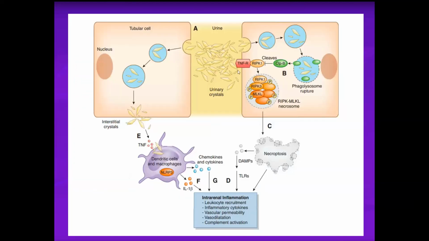So this is a diagram showing you how the crystals actually get from the urine into the tubular cell, and they might go on via TNF to dendritic cells, causing an intrarenal inflammation, and also into the cells via the TNF receptor, also causing necroptosis, with an immune reaction causing vascular permeability, vasodilatation, and complement activation, and therefore causing an interstitial nephritis.